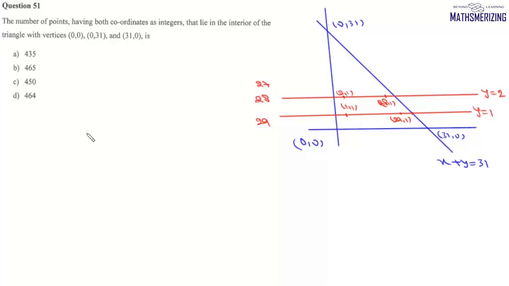So the number of such points having both coordinates as integers which lie inside this triangle will be 1 plus 2 plus 3 up to 29, which is n into n plus 1 by 2. So that is 29 into 30 by 2, and that is 435. So the total number of such points is 435, and that's your option number A.